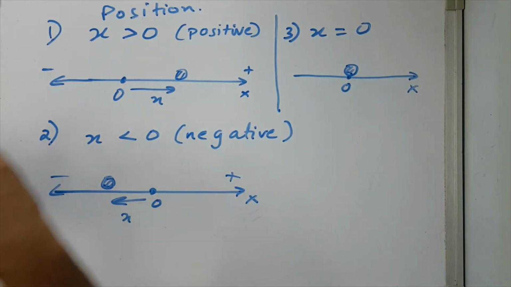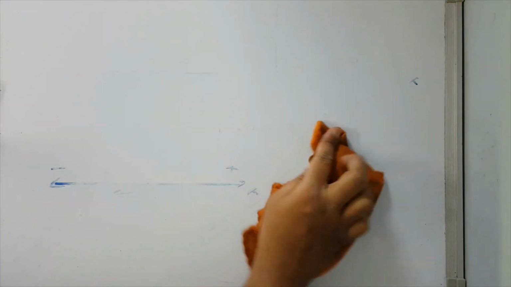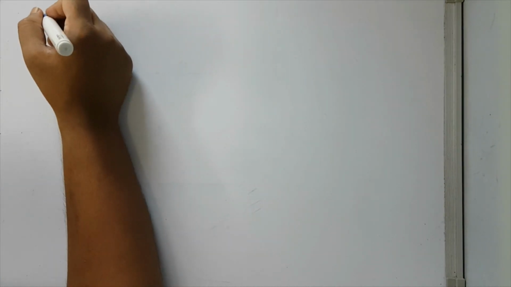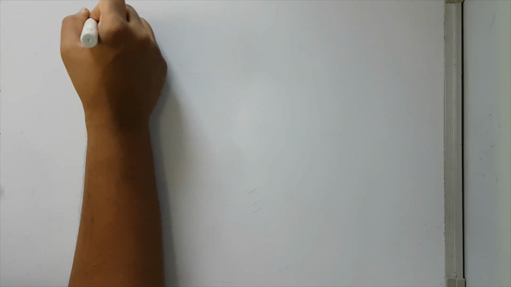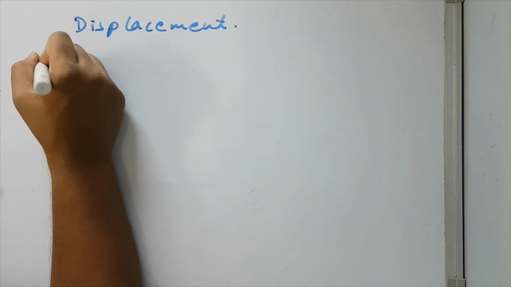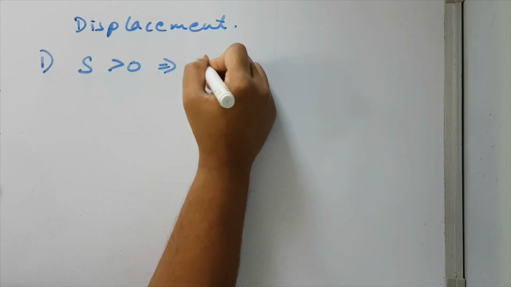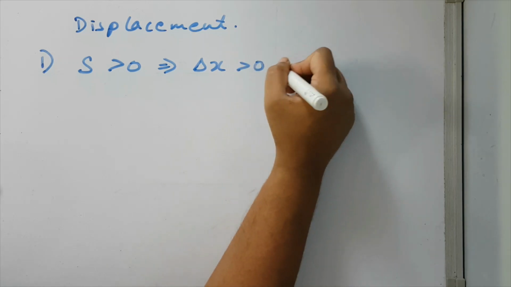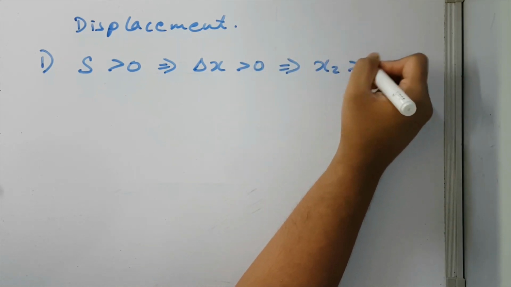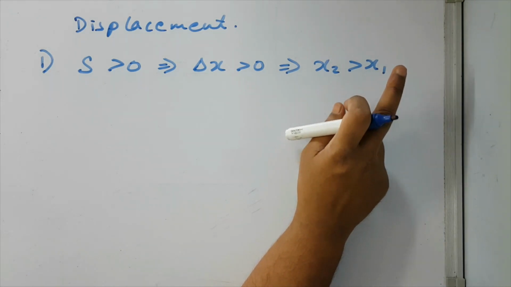Now let's look at displacement. What about displacement? First one, displacement is positive. What does that imply? That implies delta x is positive. That basically means x2 is greater than x1: the final position is greater than the initial position.